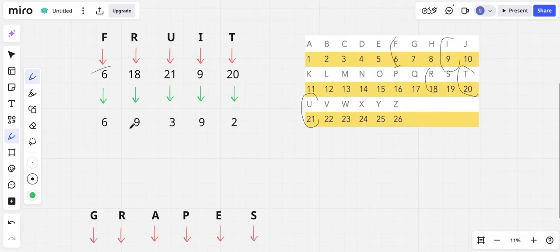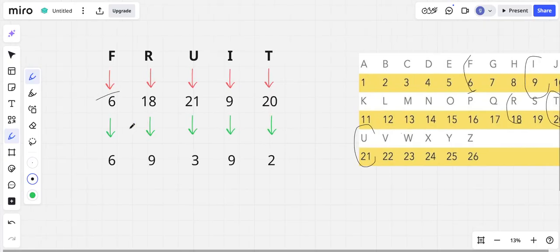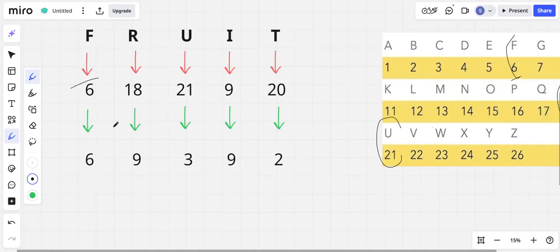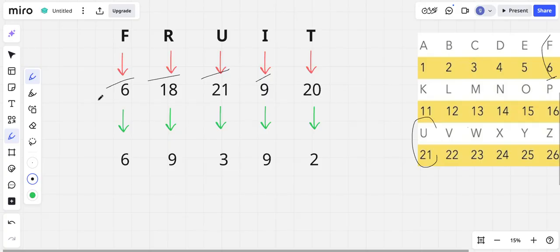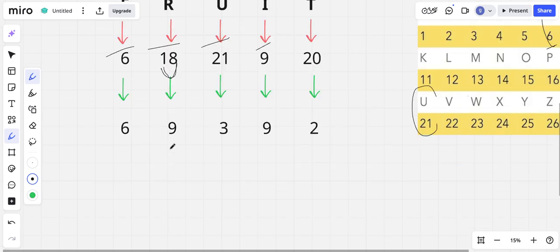The next step is where the different logic is found. This is a different type of question than the previous question I solved. For this, the next step is to add up the digits of each number and get a single digit number. Like 6, we don't have any other digit, so it is 6. For 18, you add 1 plus 8 and get 9. For 21, you add 2 plus 1 and get 3. For 9, we don't have any other digit beside it, so it is 9. And for 20, 2 plus 0, we have 2.